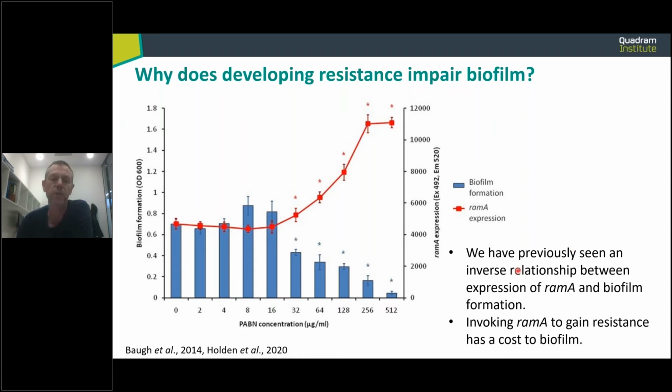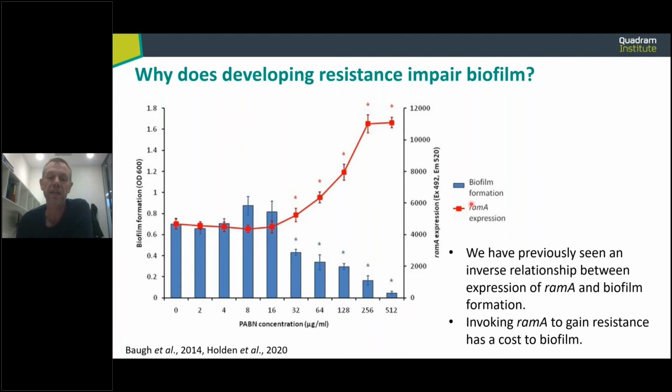Okay, so we know that overproducing the Ram system, which is what we see in these mutants, has an impact on lots of things in the cell. So coming back to why do these cells make really bad biofilms? We actually know that if you overproduce RamA, and this is some data from actually a long time ago when I was in Birmingham, we can see expression of RamA in response to different concentrations of a drug that we know ends up inducing RamA expression or ending up with more production of RamA. And you can see that that correlates with a kind of downward trend in biofilm formation.